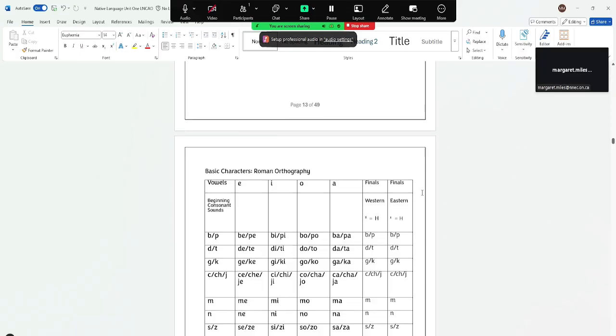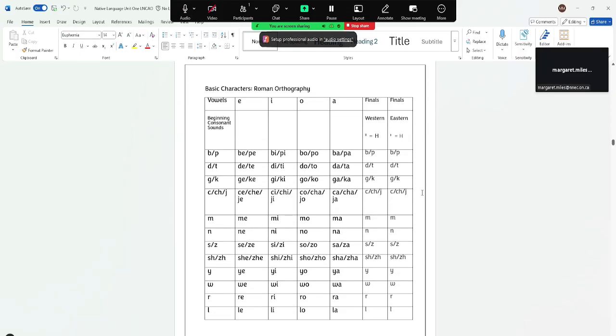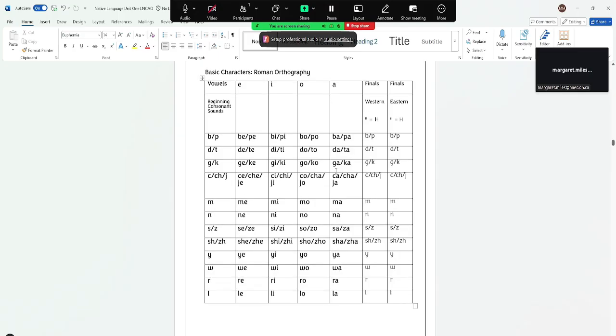And the next chart is basic characters in Roman orthography only. So you could see the English letters. Again, the finals are on the right hand side, the vowels are on the top, and the beginning consonant sounds are on the left hand. So in this chart they are written in the English letters.